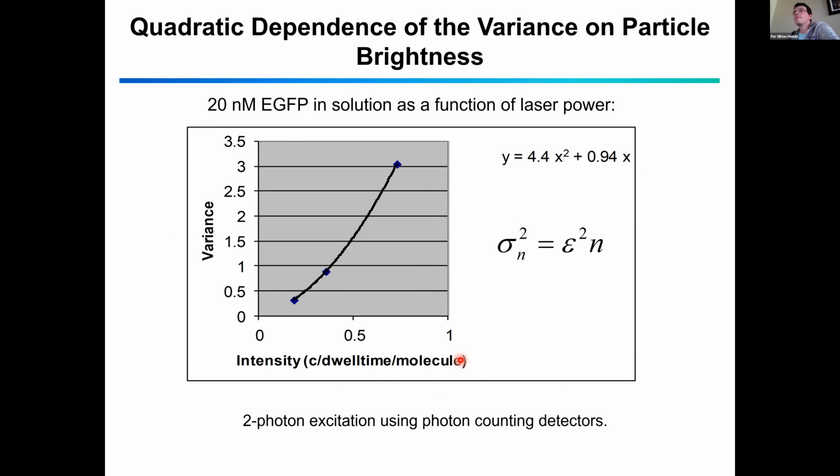Okay, so here's an example of the validation of the quadratic dependence of the variance on particle brightness. This is a 20 nanomolar EGFP solution. To increase the brightness, what was done is just the laser power was increased, which you can do very precisely in a very controlled way. And then the variance was calculated, and you see it fits this parabolic shape, fitting the dependence to the square of the brightness that you would expect.